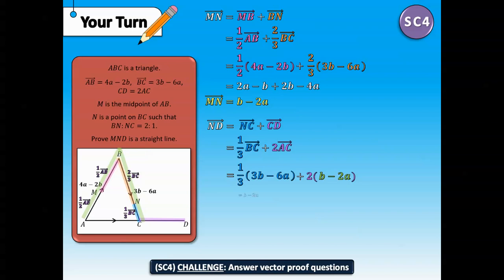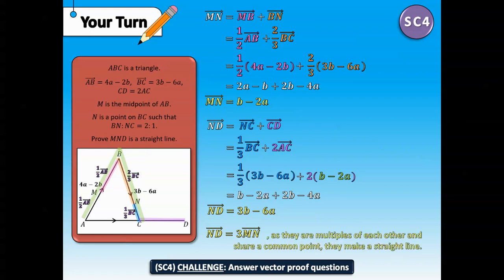So now we expand the brackets and then simplify. We can see that ND is 3 lots of MN. So they're parallel to each other, as one's a multiple of the other. And because they share a common point, the common point is N, they must make a straight line.